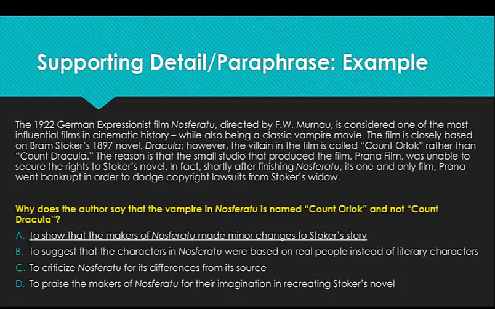This answer is correct. The author points out that the film is closely based on, but not exactly the same as Bram Stoker's novel Dracula. The author then goes on to explain that the vampire is called Count Orlok in order to show that the makers made minor changes to the story because they couldn't secure the rights to Dracula. Choices B, C, and D are incorrect because the author does not indicate that the characters in Nosferatu were based on real people, and the author neither criticizes Nosferatu for its differences from Dracula, nor does it praise the makers of the film for their imagination in recreating Stoker's novel.